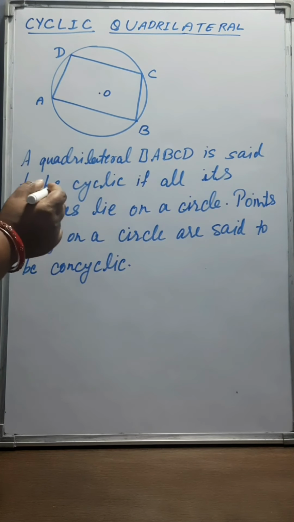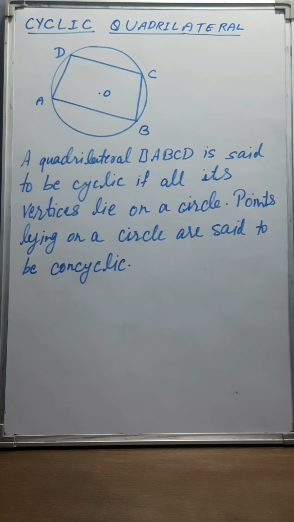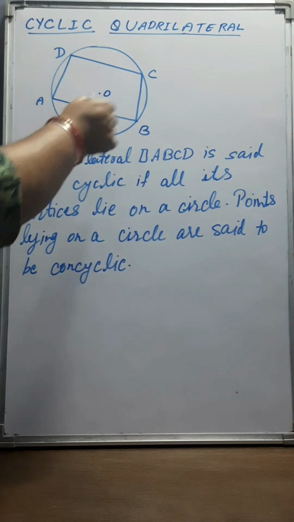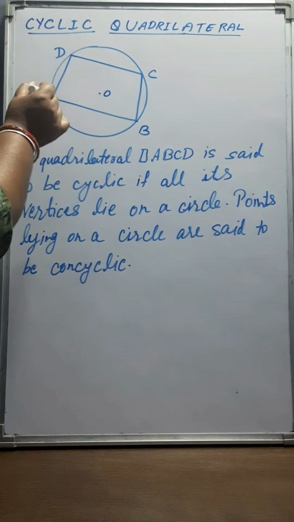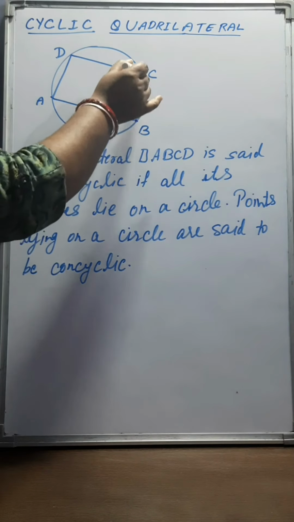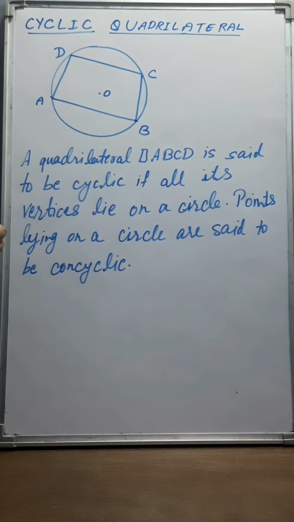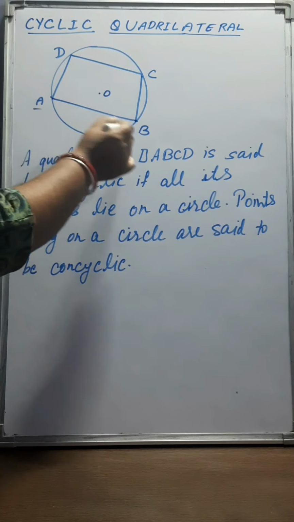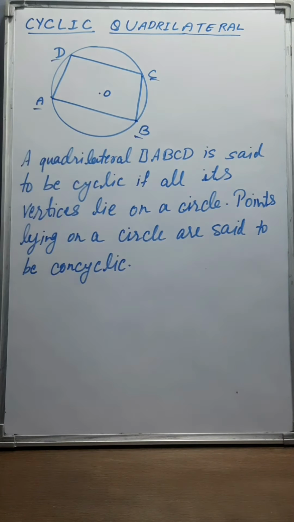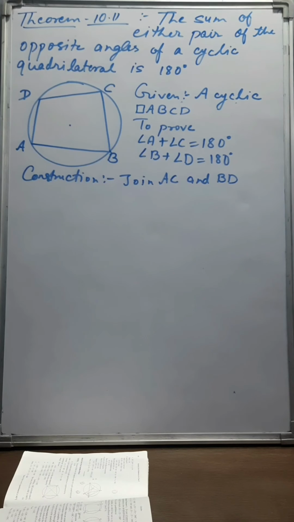A quadrilateral ABCD is said to be cyclic if all its vertices lie on a circle, and points lying on a circle are said to be concyclic. You can see this is a circle with centre O. The vertices of quadrilateral ABCD, which are A, B, C and D, all lie on the boundary of the circle, and these points are said to be concyclic. Now we will study some theorems based on cyclic quadrilaterals.